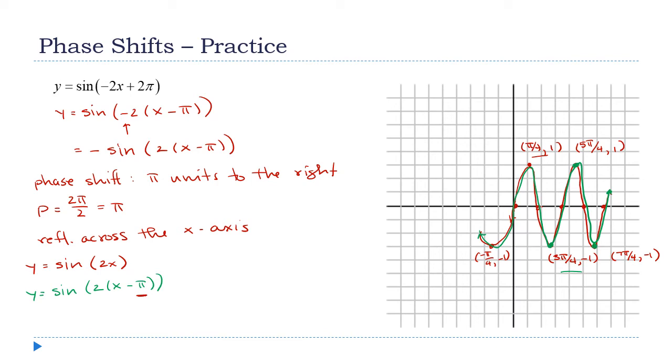We've got to do the minus sign. y equals minus sine 2x minus pi. And that's just going to flip it, right? Every point that is a maximum becomes a minimum. Every point that is a minimum becomes a maximum. And I'm going to sketch through those points. And there is our graph.